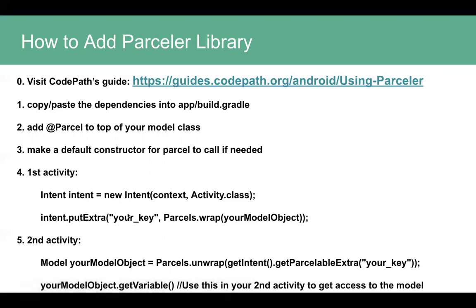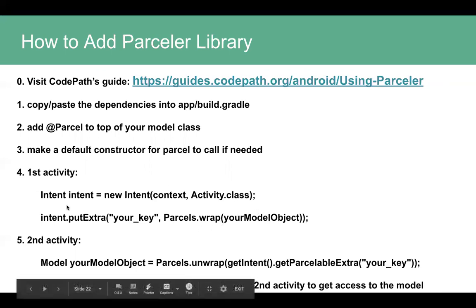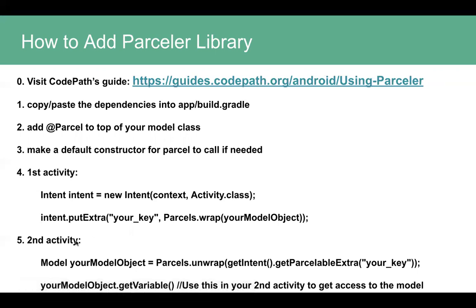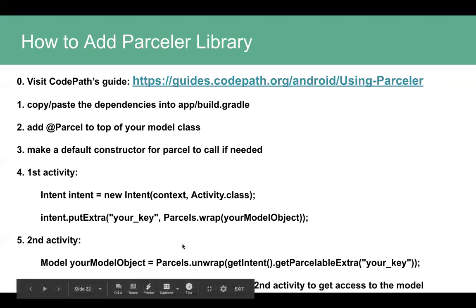and in your put extra, you would put the key, and you would wrap your model object using a parceller. And the key is going to be something by which you would call this object which you're wrapping around. And you would go to the second activity where you are going to be receiving this intent, and you are going to unwrap that parcel, and you're going to extract your key, which is your model object.